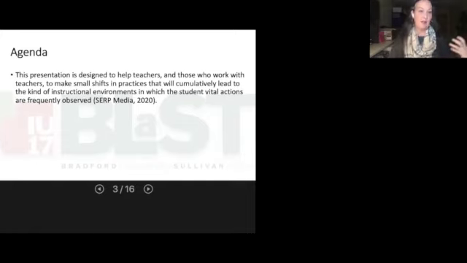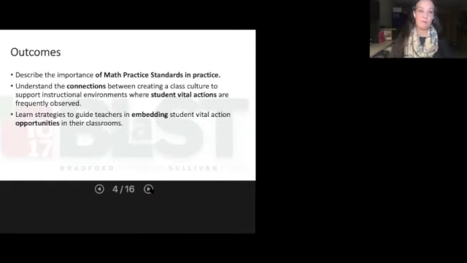We're going to look at some different strategic interventions or strategies that teachers can use in their classroom that would foster student vital actions. The outcomes would be to describe the importance of the math practice standards, to understand the connections between creating a class culture that would support instructional environments where student vital actions are frequently observed, and then to learn strategies that would guide teachers to embed those student vital action opportunities within their classrooms.